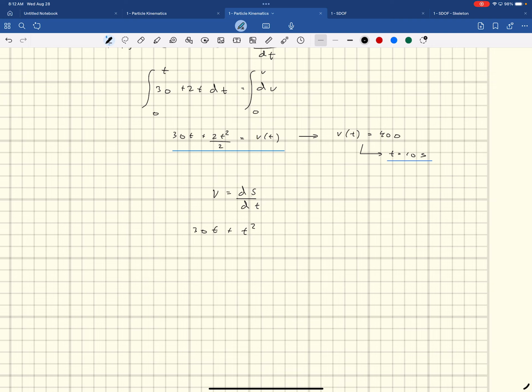ds dt. Okay, so then I put the dt's on one side and the s's on the other side right there. And then I'm going to integrate this, and I'm going to integrate this.